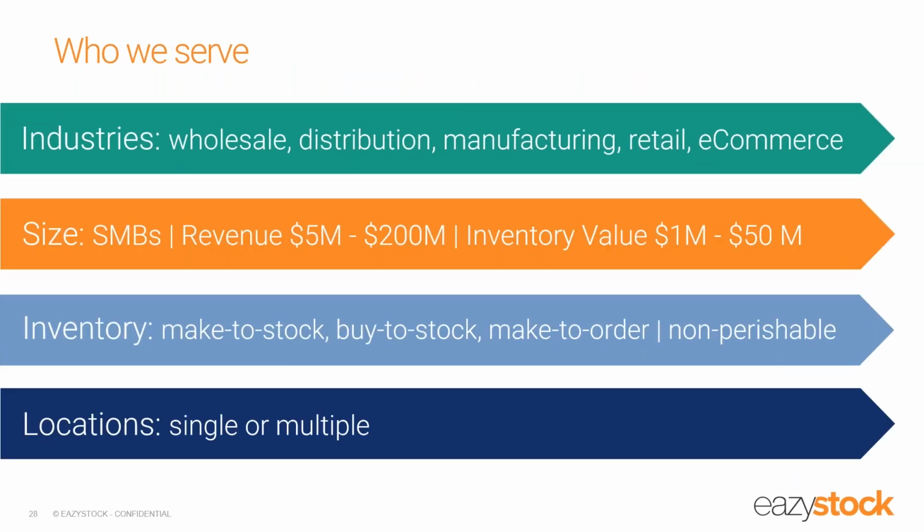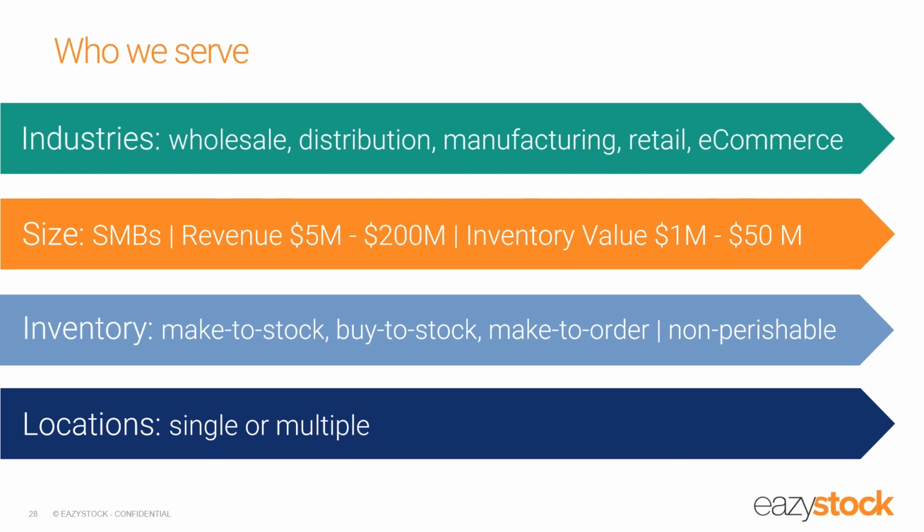So a little bit about who we serve. So the main industries that we work in is going to be wholesale, distribution, manufacturing, retail, and e-commerce. The typical size of companies that we work with range anywhere between 5 million and 200 million in revenue. They generally will have an inventory value of $1 million to 50 million. We can help and work with companies that have a make to stock, buy to stock, make to order production model or model itself.